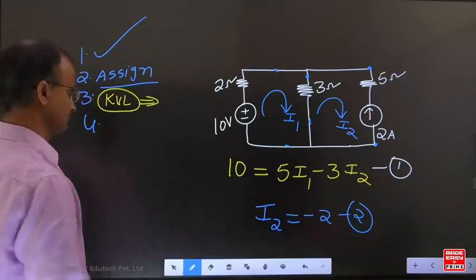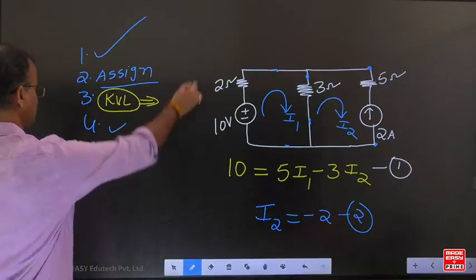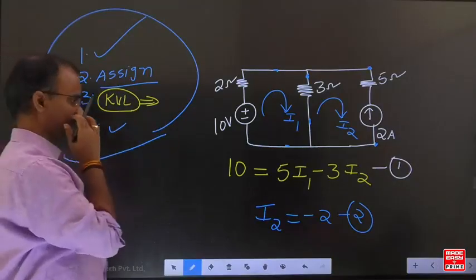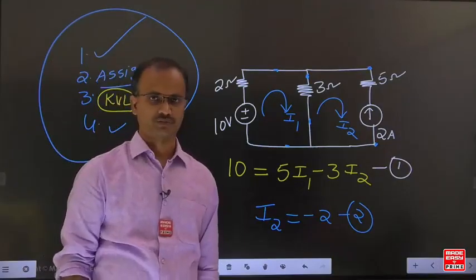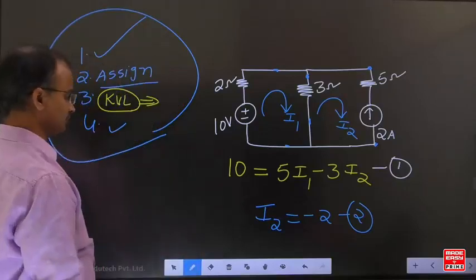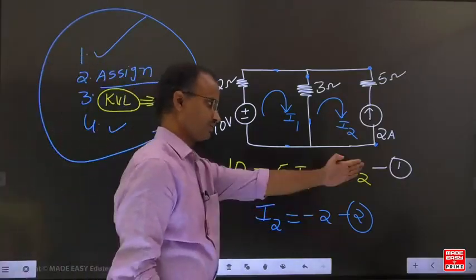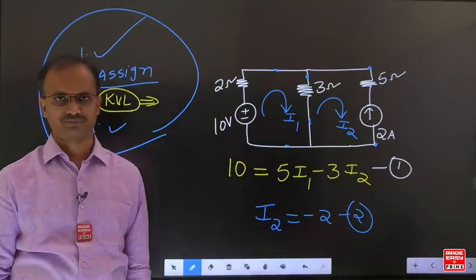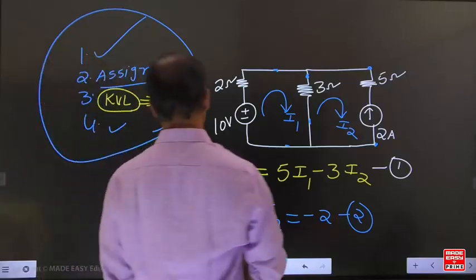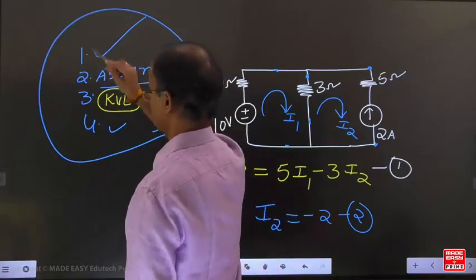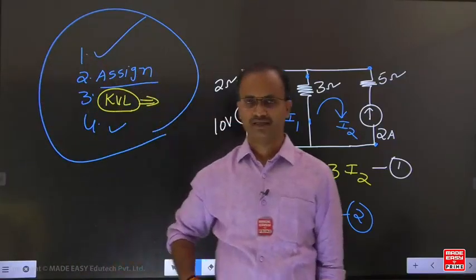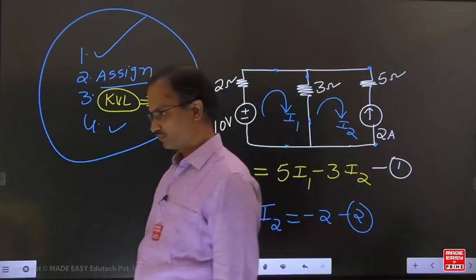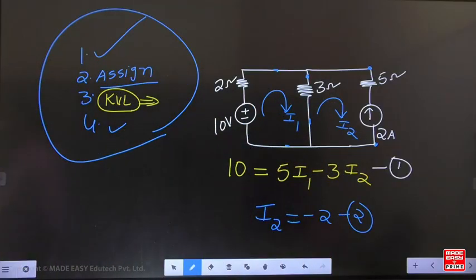Now the fourth point is, by solving the equations, find out the loop currents. By substituting equation 2 in equation 1, can you find the I1 value also? First write the steps down. Write the first point: identify the total number of meshes.